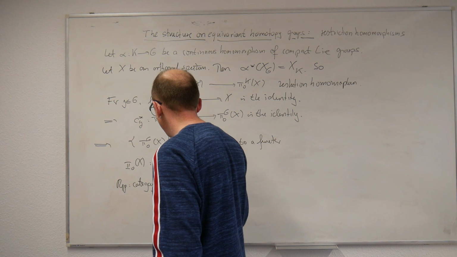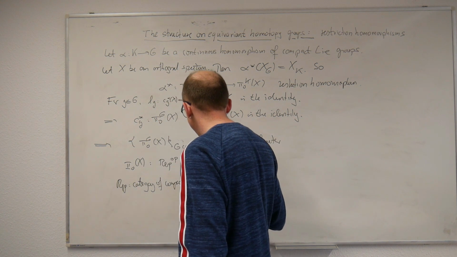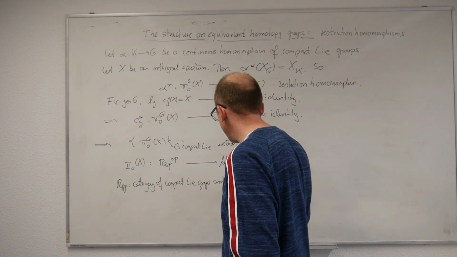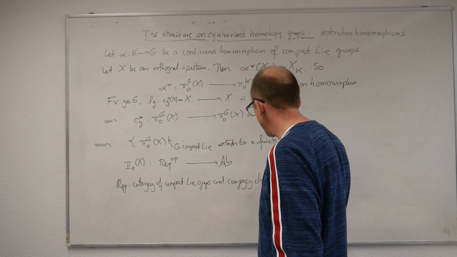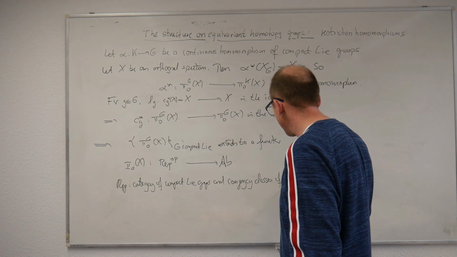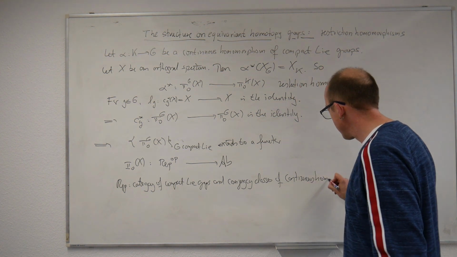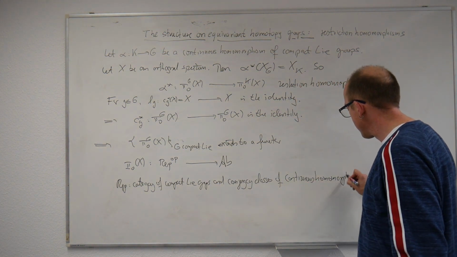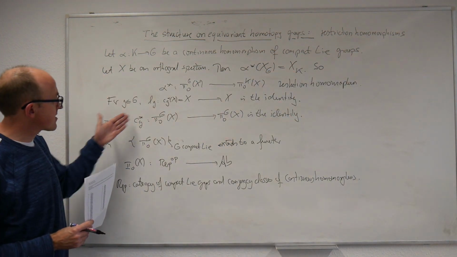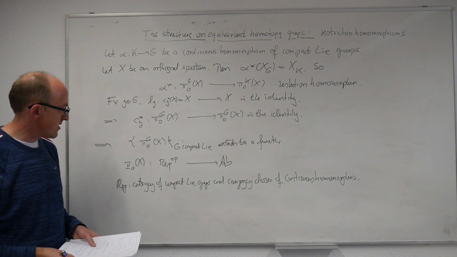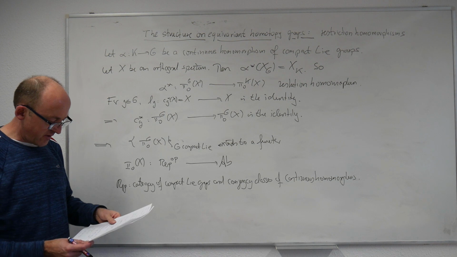Category of compact Lie groups, and continuous and conjugacy classes of continuous homomorphisms. So the fact that we can pass to conjugacy classes is exactly the fact that inner automorphisms are not seen. That's just a translation of what this structure is.